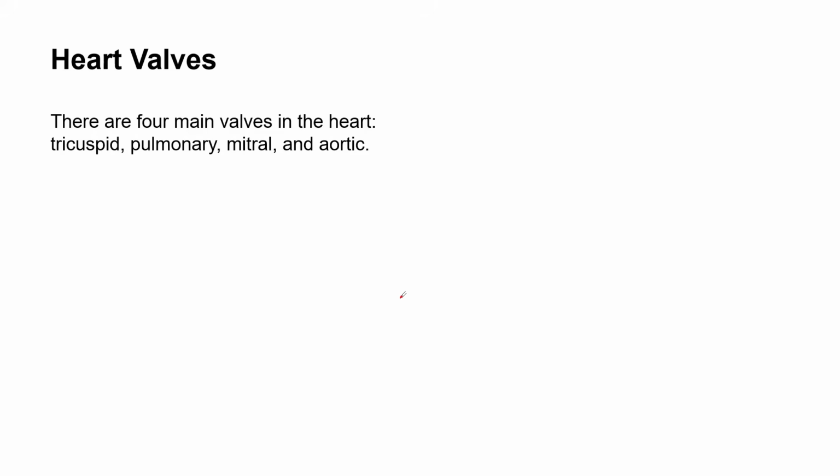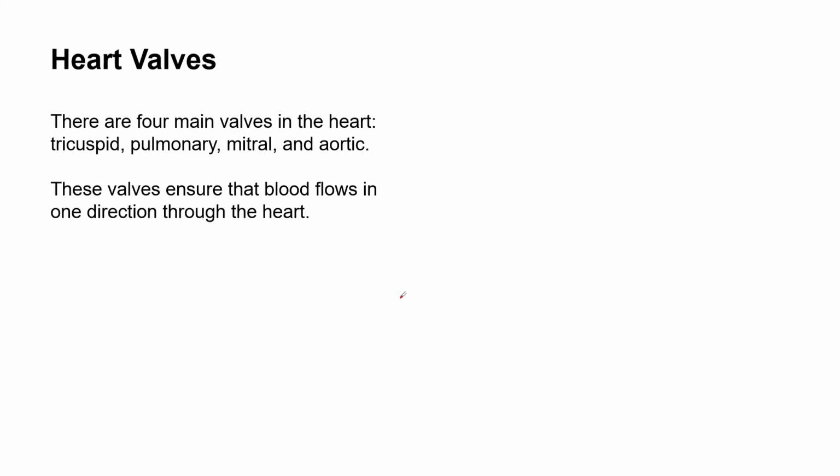Tricuspid, pulmonary, mitral, and aortic. So these are the four valves on our hearts. The major function of these valves is to ensure that blood flows in one direction through the heart.